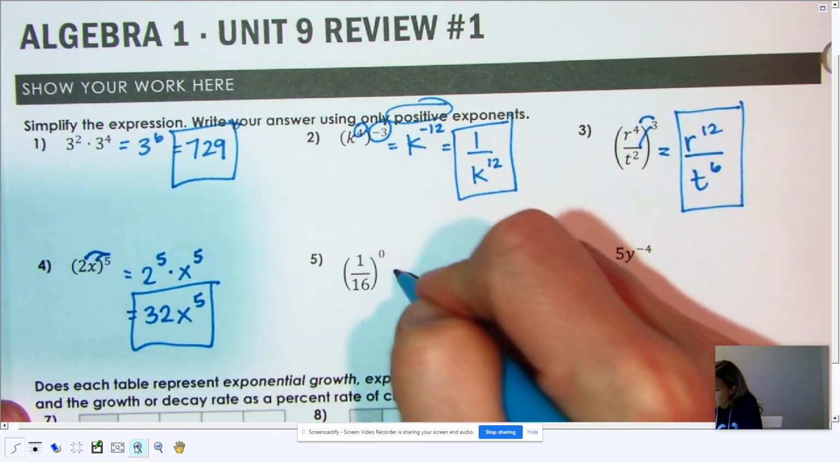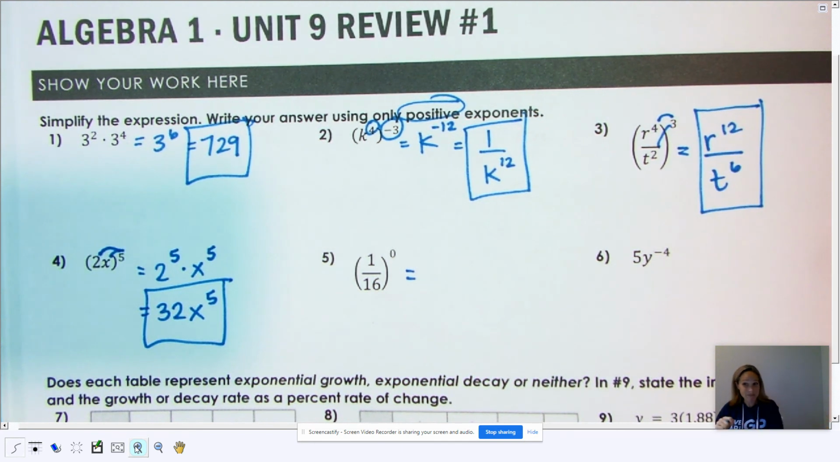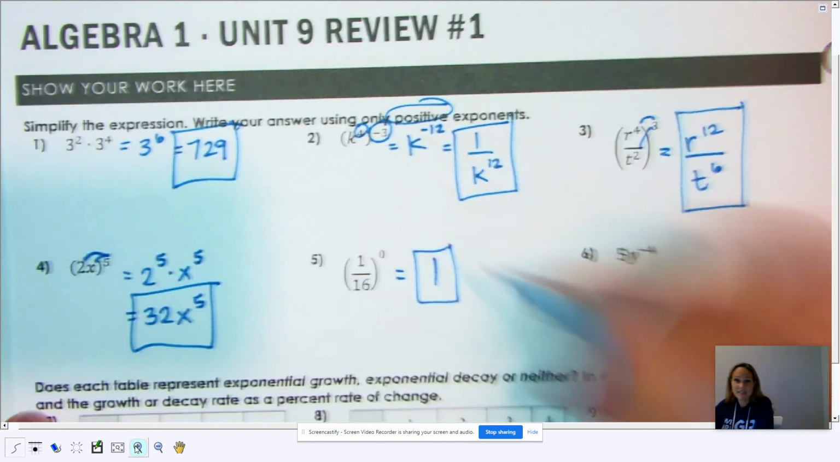Okay, number 5, anything to the 0 power. You guys should know this by now. 1. Easiest problems, right?